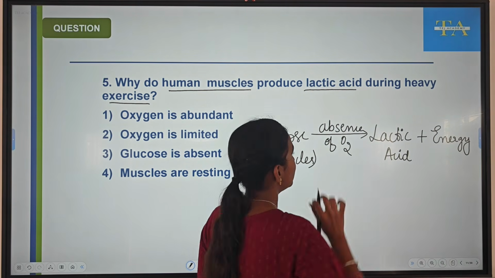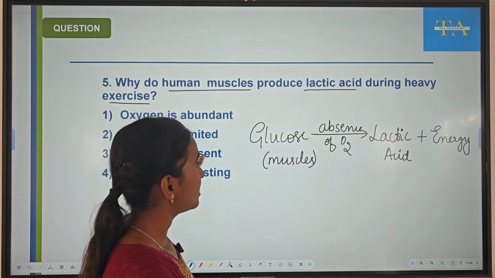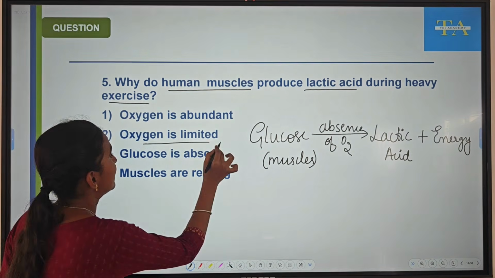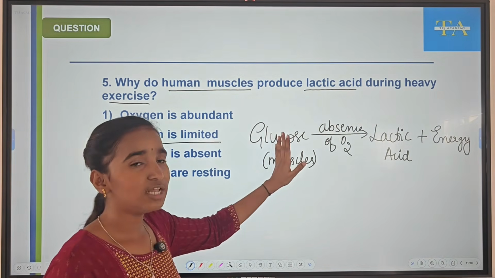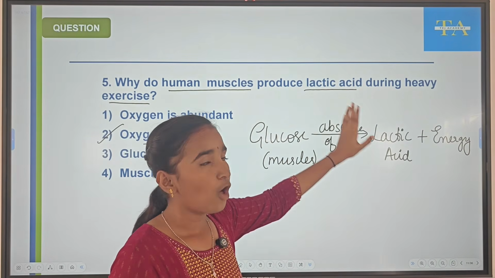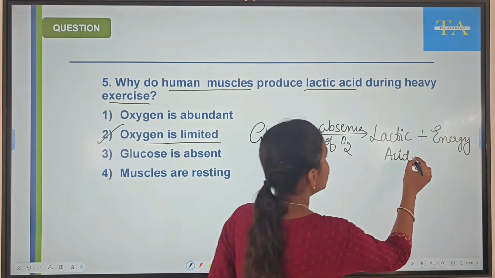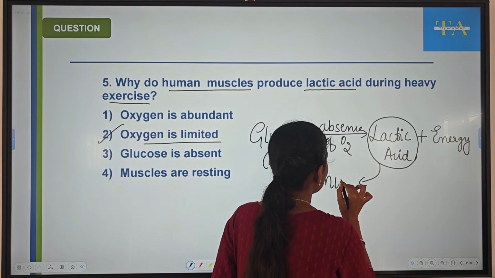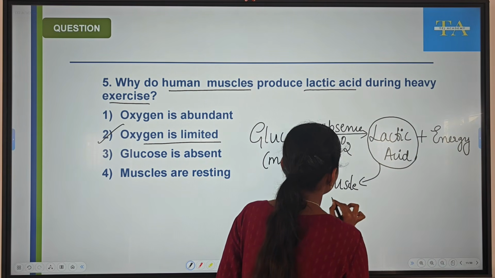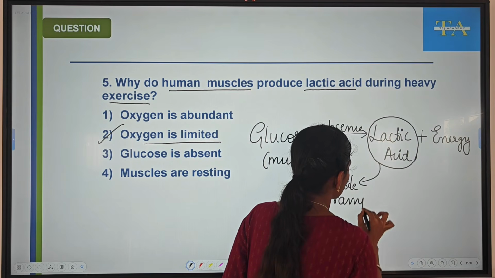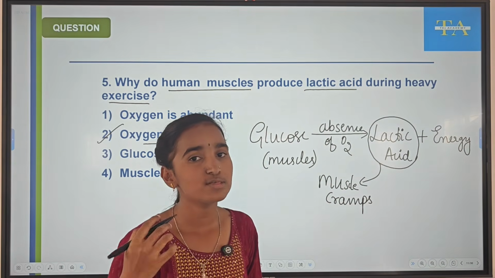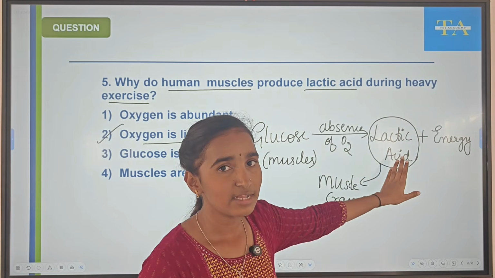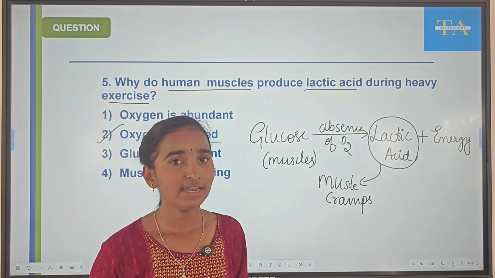Hence, during heavy exercise time, lactic acid is produced because oxygen is limited. Partial breakdown of glucose will form lactic acid. Due to this accumulation of lactic acid, we will get muscle cramps. When the sufficient amount of oxygen is respired, this partially broken down lactic acid will again form carbon dioxide and water.